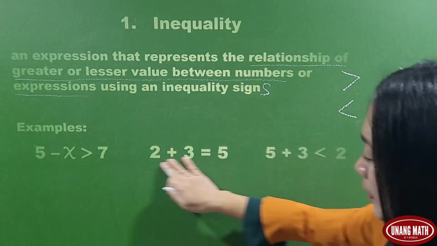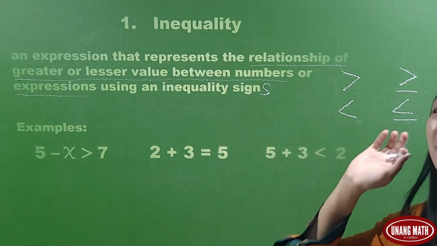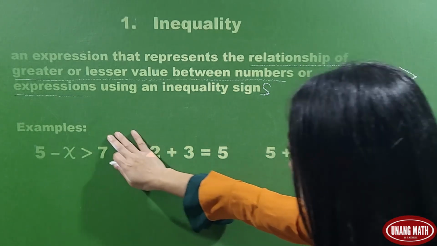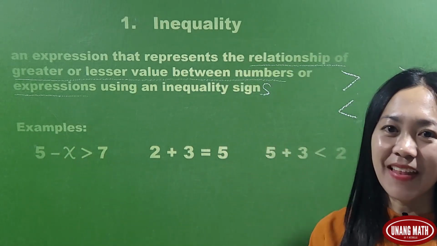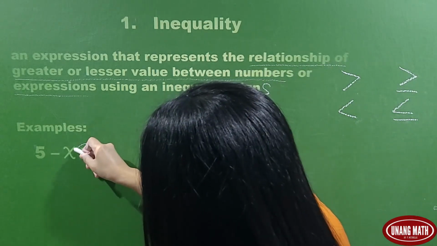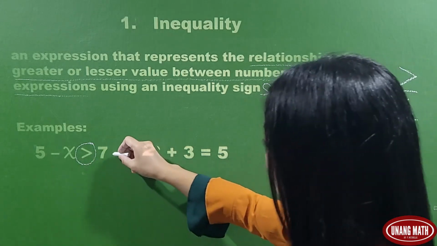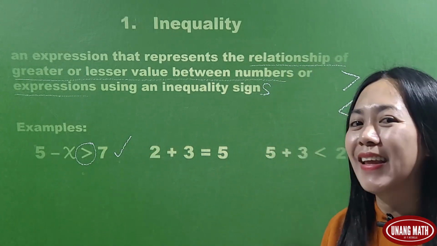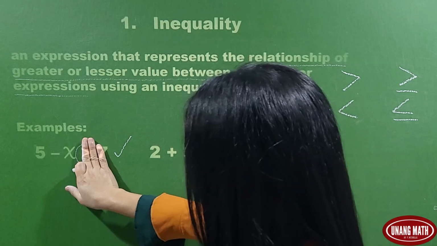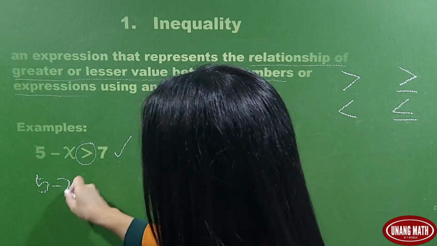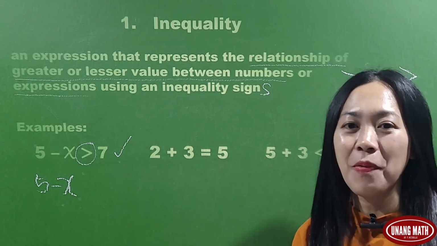Okay, let's give an example. Let's identify which among these three is an example of an inequality. The first one is 5 minus x greater than 7. Since we have an inequality sign, this is greater than, so it means this expression is an inequality. If we don't have this greater than sign, and we only have 5 minus x, then this is not an inequality. This is just an expression.